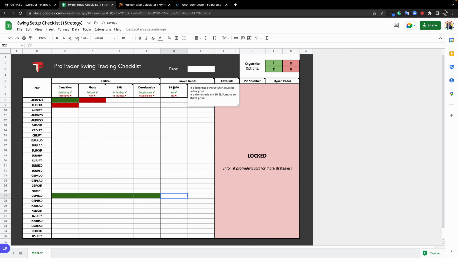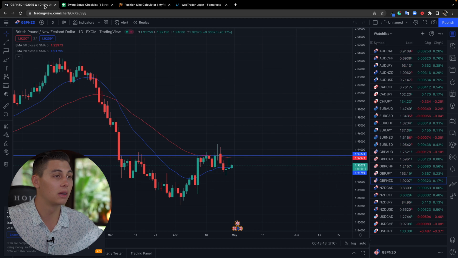Now, the 50 EMA. In a short trade, that's what we're going for. So short is a down trade. In a short trade, the 50 EMA must be above price. Great, the 50 EMA is above price. So price is here where we're currently at, and that is there. So that is going to protect our stop loss.